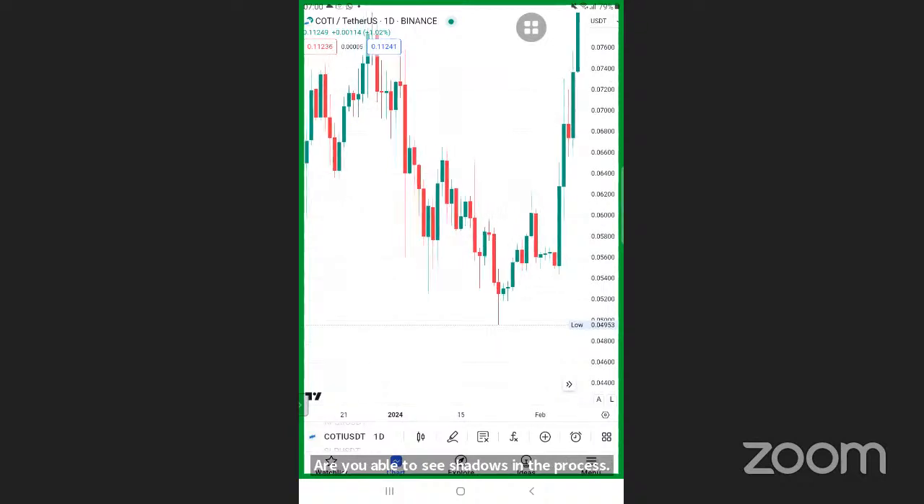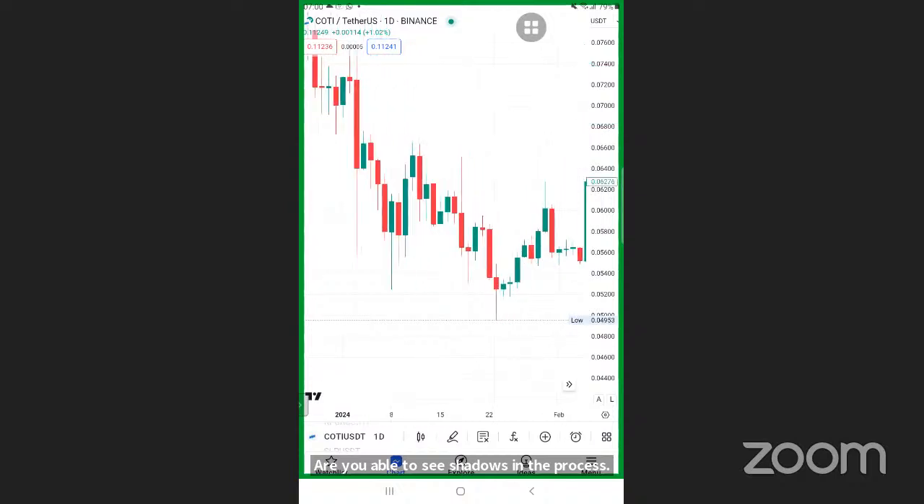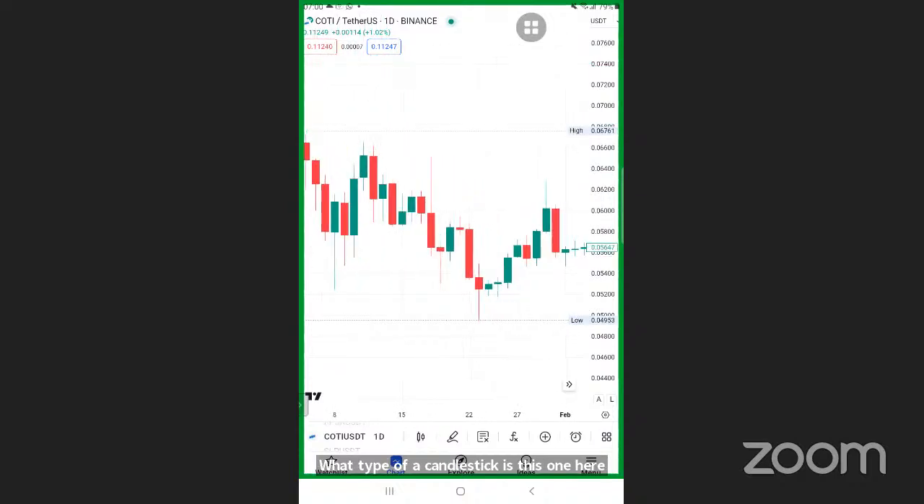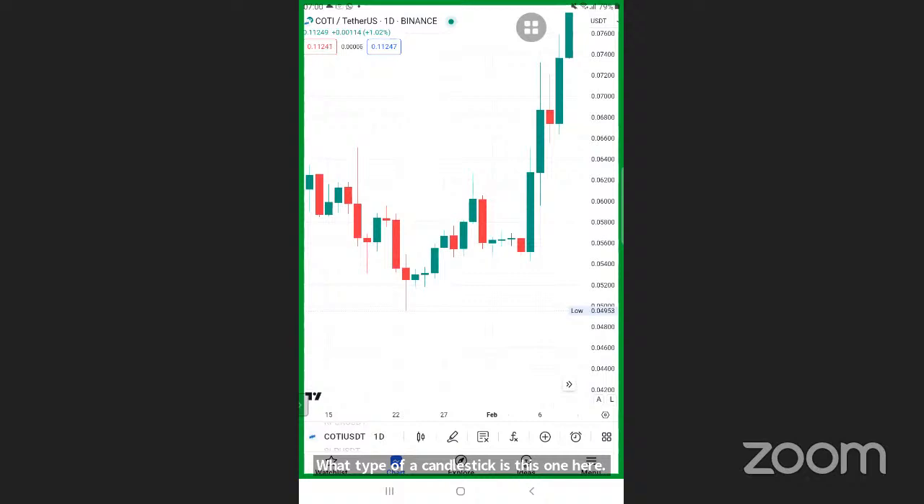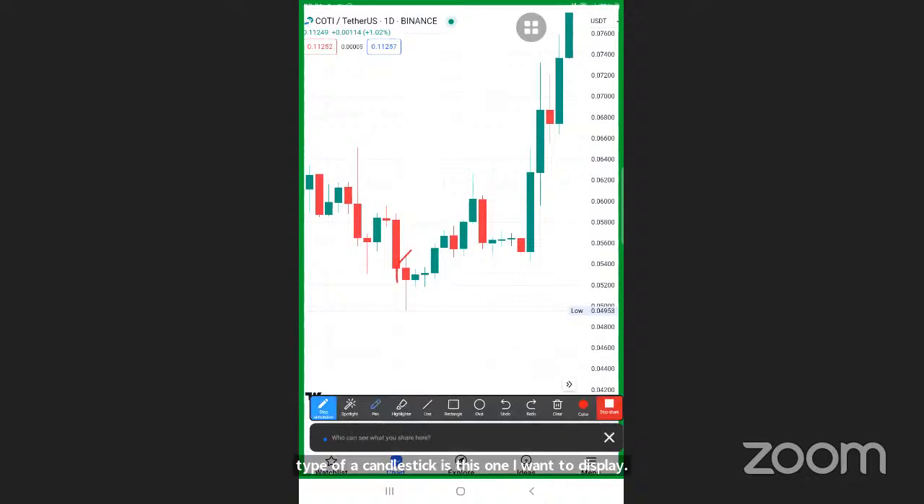What type of a candlestick is this one here? I want to display it this way. Give me an answer in the chat. What type of a candlestick is this and this?